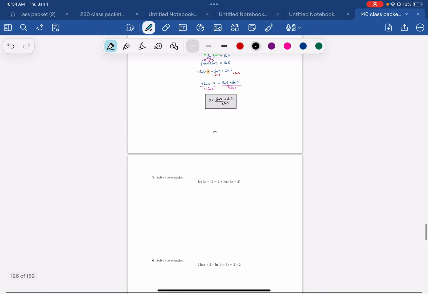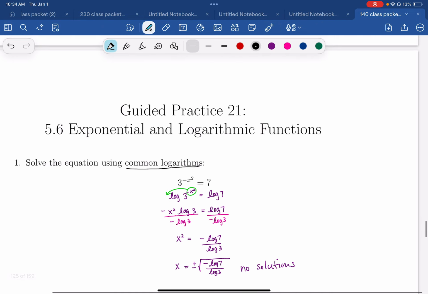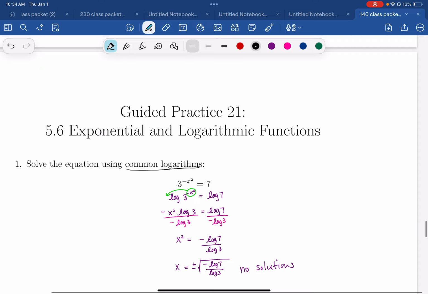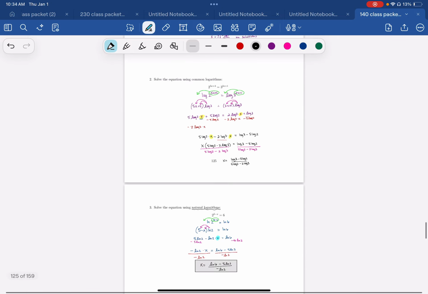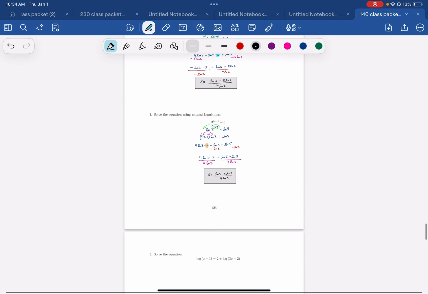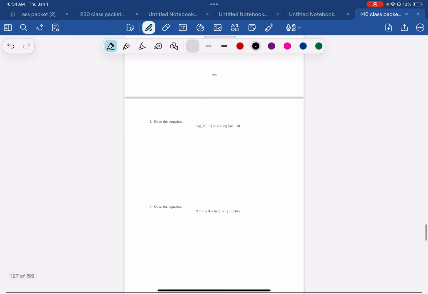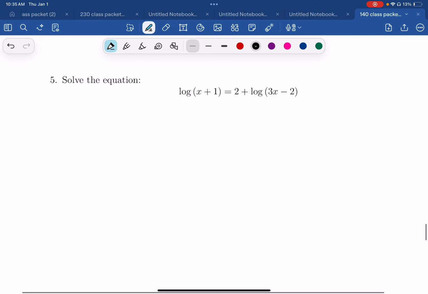Hi all. So this is our guided practice 21, 5.6 on exponentials and log functions. We've already done the first four, which were all solving exponential functions, and now we're going to solve the last two, which are the log functions.